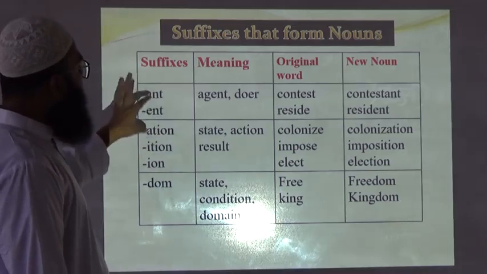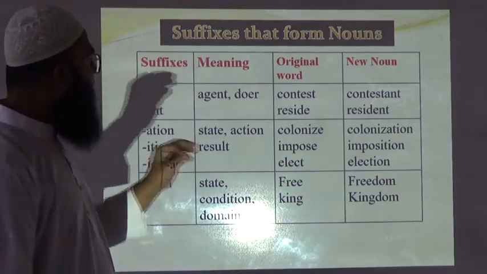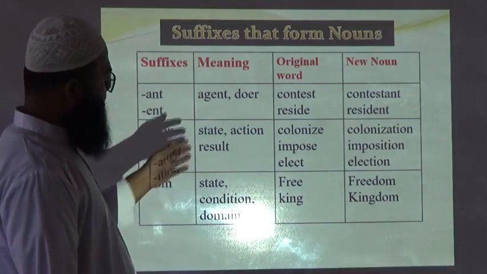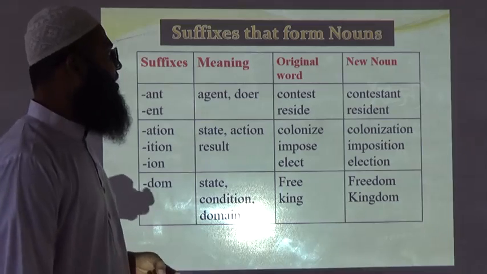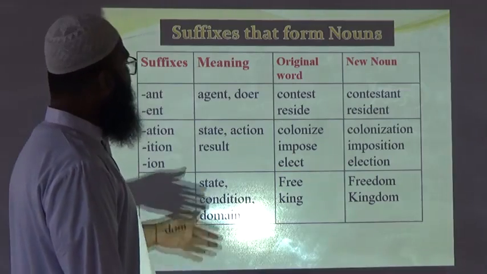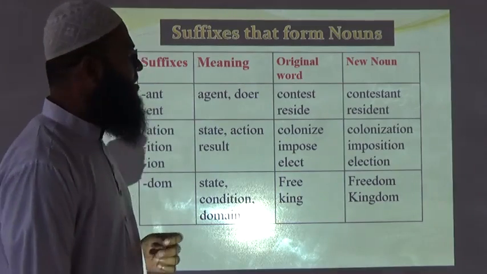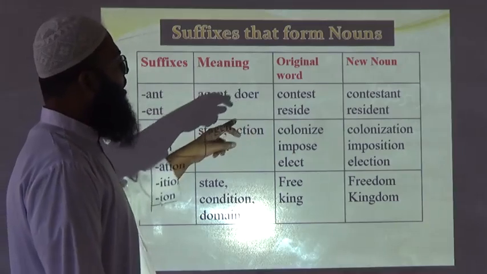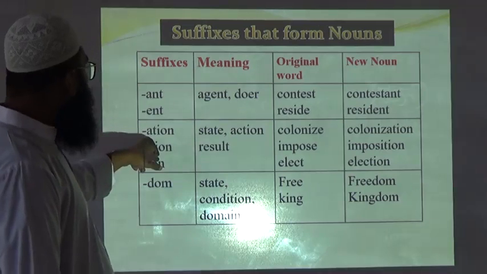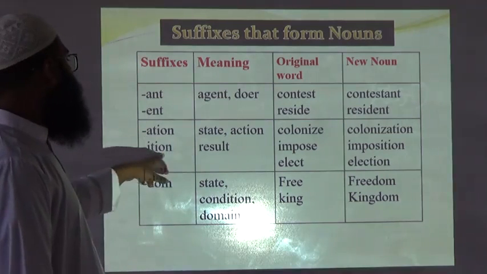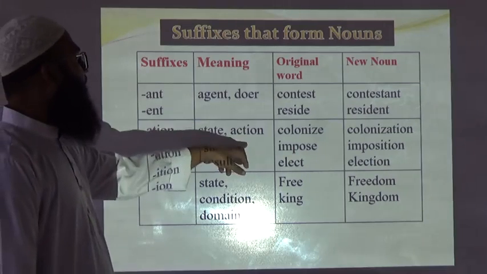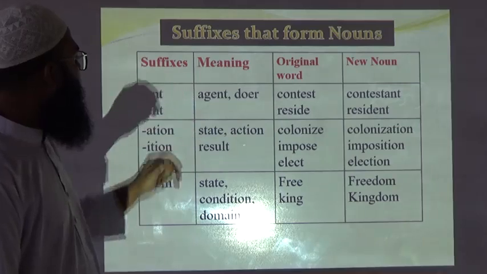ANT, ENT. The meaning of that is agent or doer, who does something in a sentence. Example is contest. You know, contest is a verb, and it becomes a noun adding ANT. Contest, contestant. Reside, to resident. Resident means inhabitant. ATION, ITION. Such types of suffixes mean state, action, result.